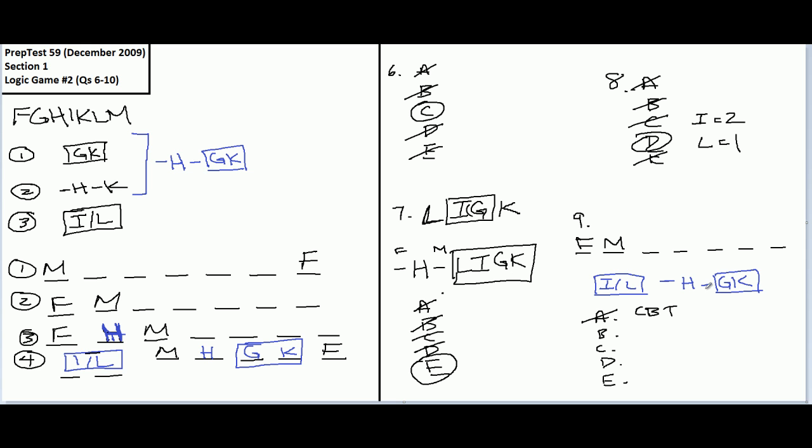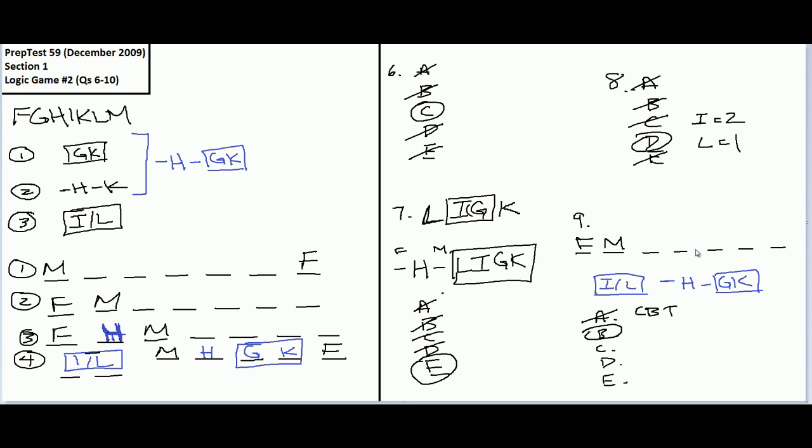How about B? Can H be 4th? Well, if H is 4th, then it seems to me like we have a problem. If H is 4th, then how are we going to distribute these blocks? We have a block of 2, but then we're going to have to split up the other block of 2 somehow. And that's not something that we can do. So answer choice B looks like a very good answer. But let's just convince ourselves. Let's see why the other answer choices are incorrect.